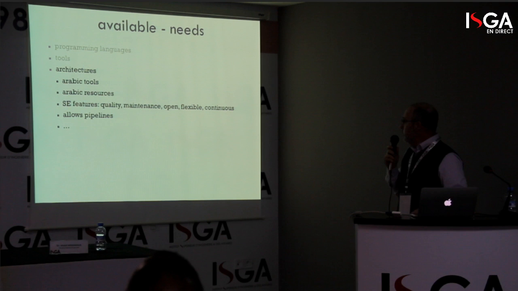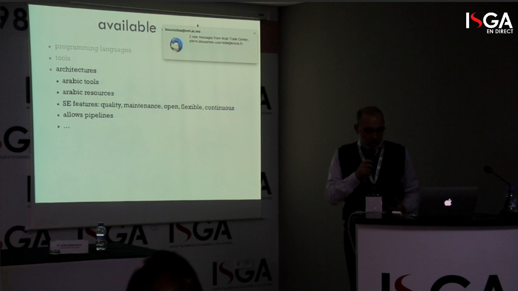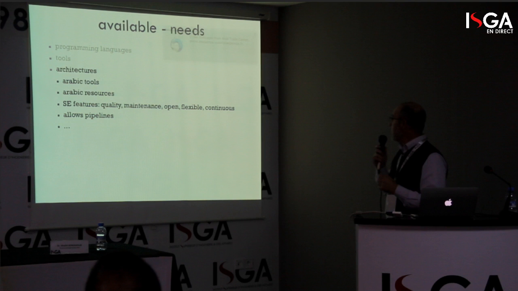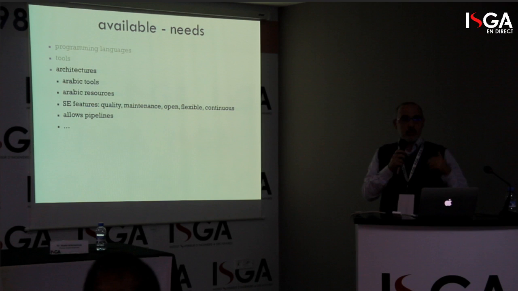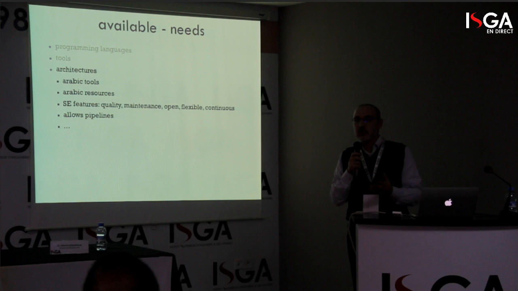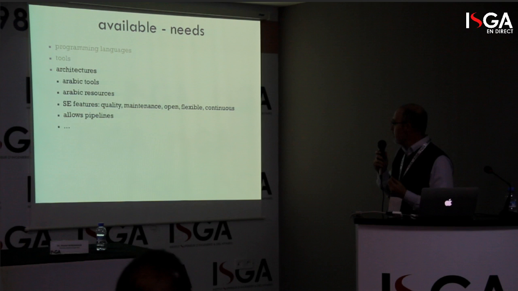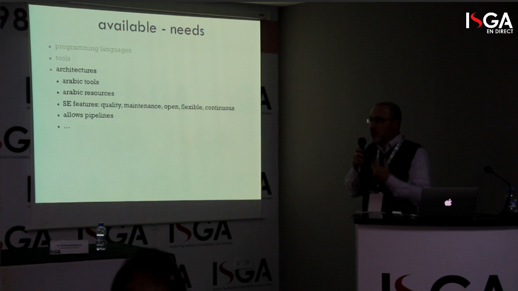So now, what do we need when you want to develop some application? You want all of these kinds of tools to be available. You need some tools, first of all: morphological analyzer, parsers, etc. You need some resources, such as lexicon, corpora, etc. And you have to respect some software engineering features, such as maintenance and flexibility, and you need the possibility to have pipelines to combine all of these in a given problem.